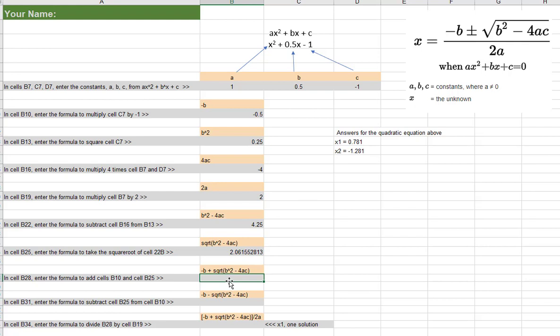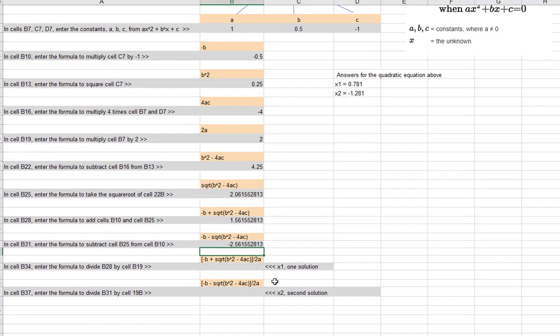So in this cell, we're going to find the cell that has negative b, which is up here, which is B10. And then we're going to add to that this cell here, which is B25. So I'll go up here, negative b, plus all this stuff. And it's really just a cell. So that's the addition part, and then we have the subtraction part. So we take that same cell up here, B10, and now we're going to subtract this square root business.